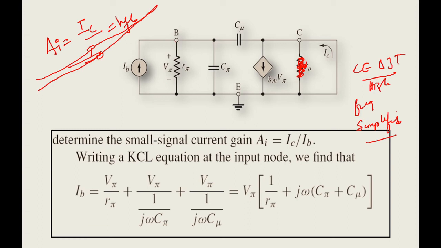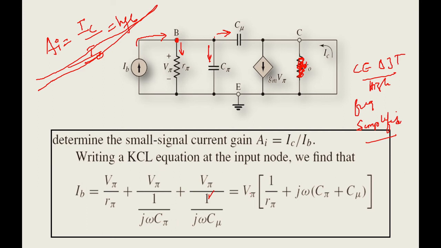Here I am going to apply KCL at this node. Your IB current is entering here, and the current across these paths will be leaving. That means IB equals V pi by R pi, plus V pi divided by 1 by j omega C pi in terms of reactance. Similarly, C mu is also connected here, so V pi is also dependent on this C mu capacitance, so plus V pi divided by 1 by j omega C mu. Now you rewrite this equation.